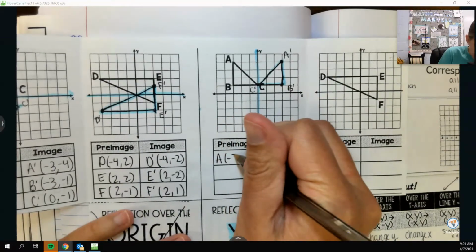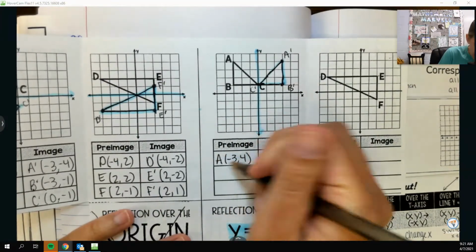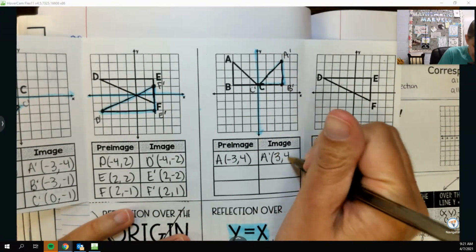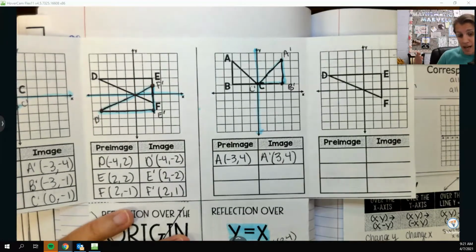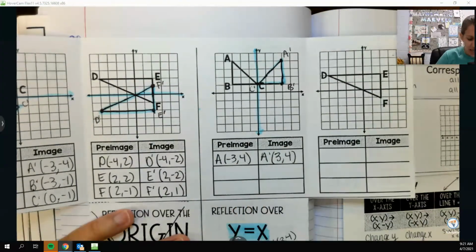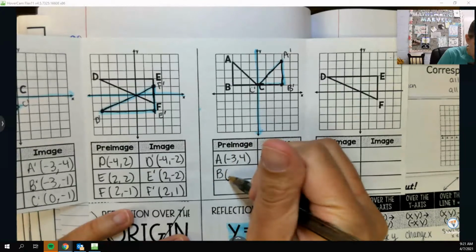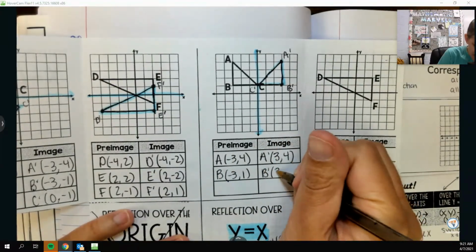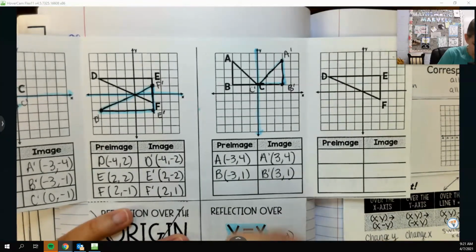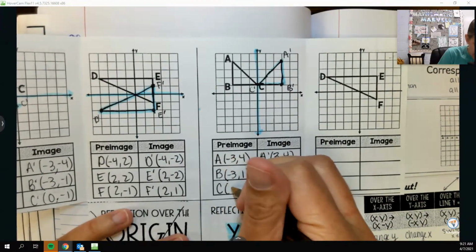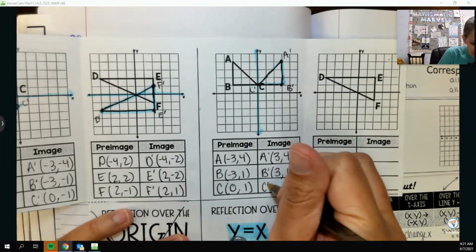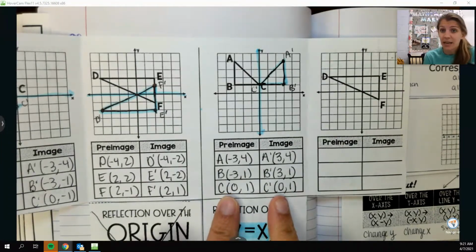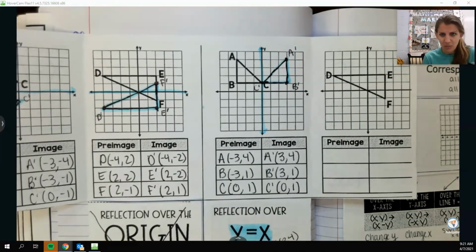So A is at -3, 4, and A prime is at 3, 4. So when I reflected over Y, all I did was change X. B was at -3, 1, and B prime is at 3, 1. C was at 0, 1. C prime is still there, and the reason that it is is because I can't change 0, it's right on that line of reflection. So hopefully that makes more sense there too.